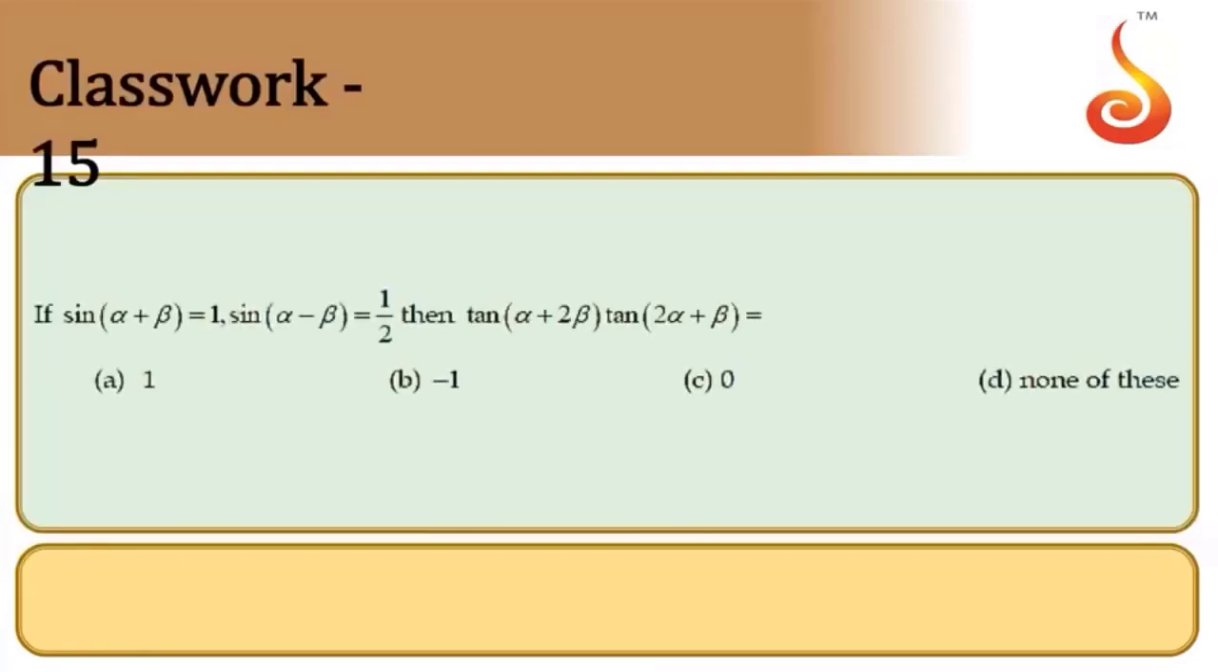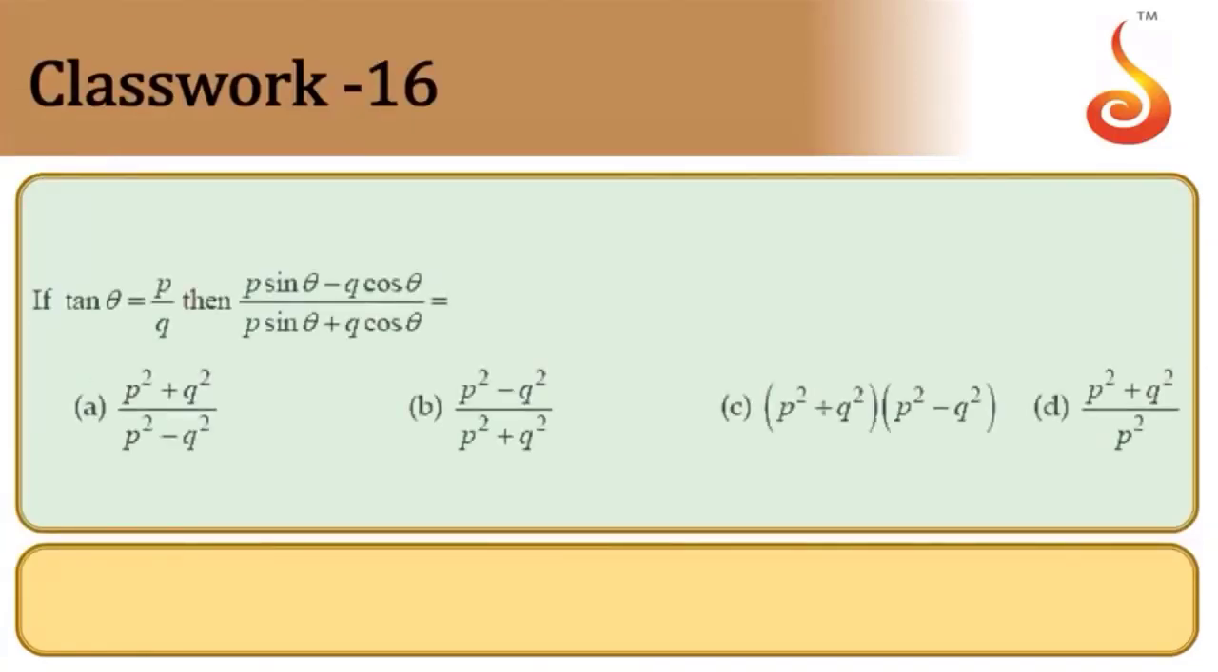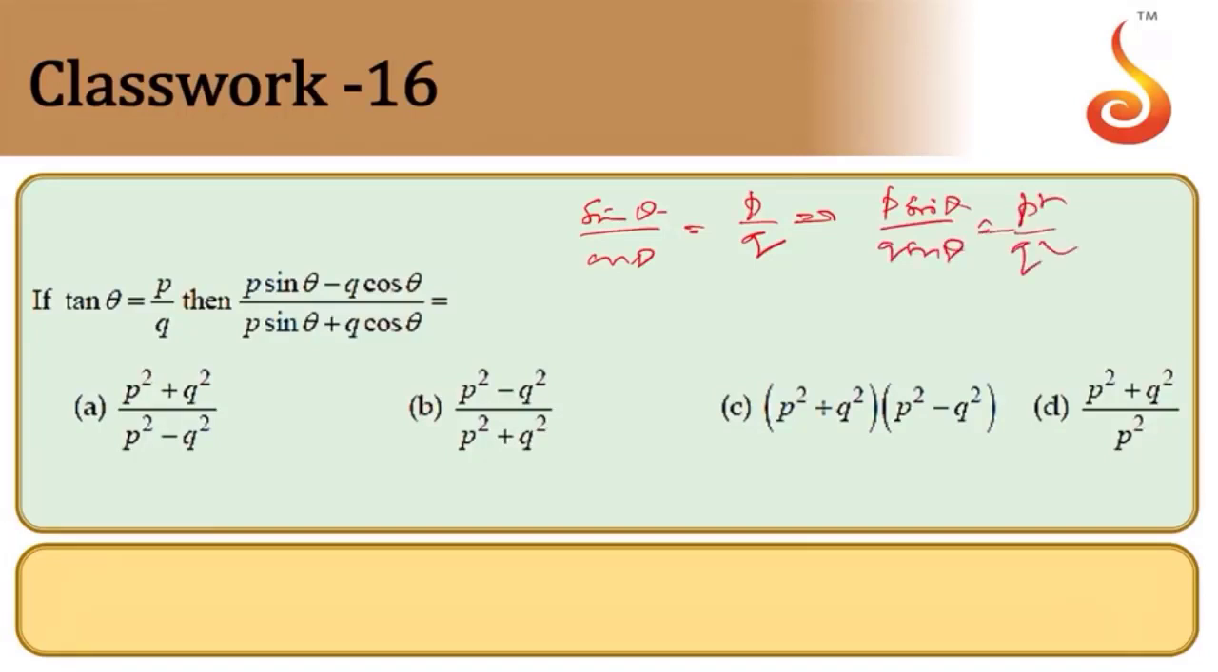So the answer is equal to 1. Let me consider the 16th one. tan theta is equal to P by Q. So from here, I can take this as sin theta by cos theta, which is equal to P by Q. If I multiply by P by Q on both sides, you'll be getting P sin theta divided by Q cos theta is equal to P square by Q square.